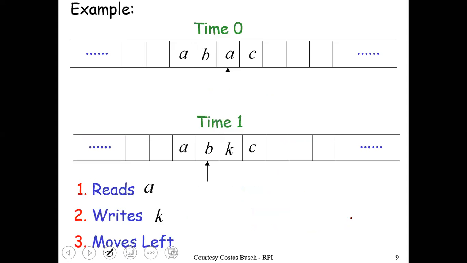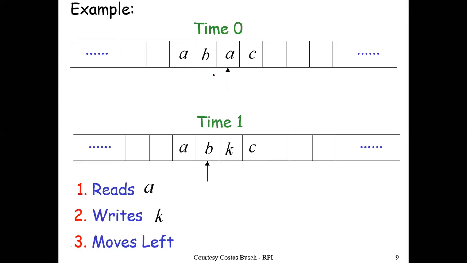Here are some examples. At time 0, on the tape, there is an input A, B, A, C. There is some other input, but we are not reading that. Let's suppose we have only A, B, A, C. Our head is on A. Depending on the transition, we will read A, write K, and move left. So there will be three tasks.